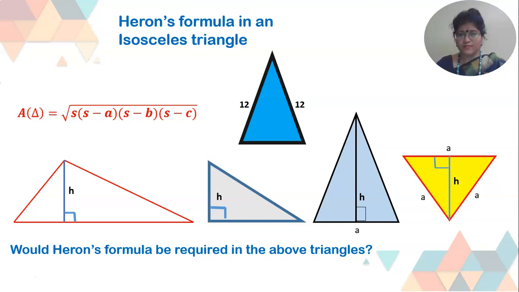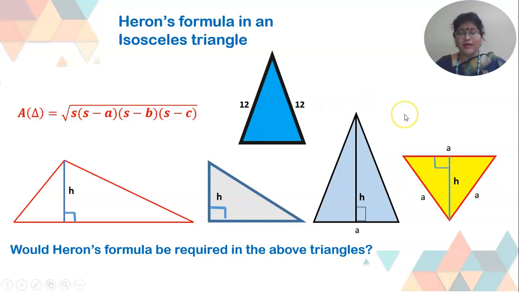Think about it. I have already mentioned this before. You would use Heron's formula only if it is difficult to find the height of the triangle. Now, in all these triangles, the height is already known, and if the base is given and the height is known, you will not use Heron's formula. Directly here, you would use the formula area of the triangle is half into base into height.